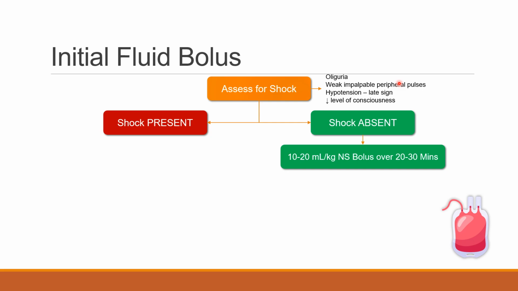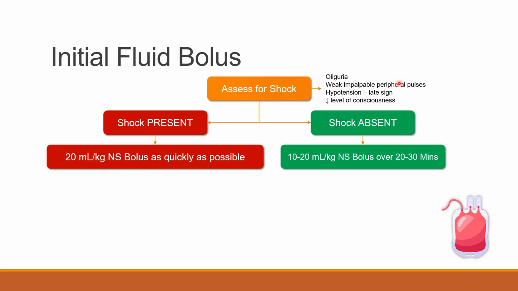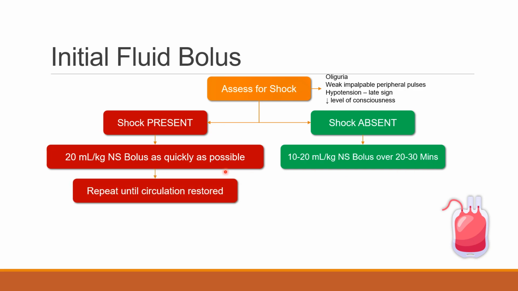Shock means more severe fluid deficit. That means we have to use a higher amount and a faster rate. What is that higher amount? Not 10 to 20 ml per kg anymore, it is 20 ml per kg. Bolus is always normal saline and we have to give it as quickly as possible, not slowly like 20 to 30 minutes. We have to repeat these boluses till circulation is restored, meaning till all the signs of shock that were present before have disappeared, or till the signs of fluid overload have appeared. Those are the endpoints of fluid resuscitation.